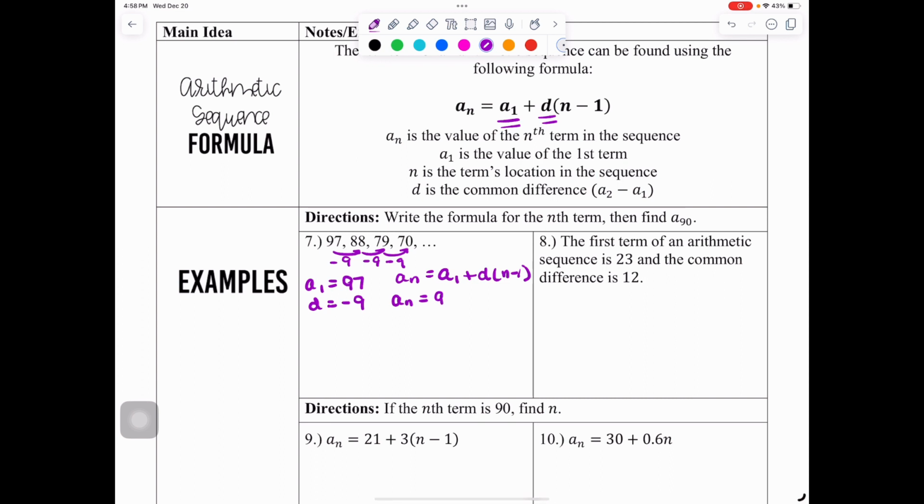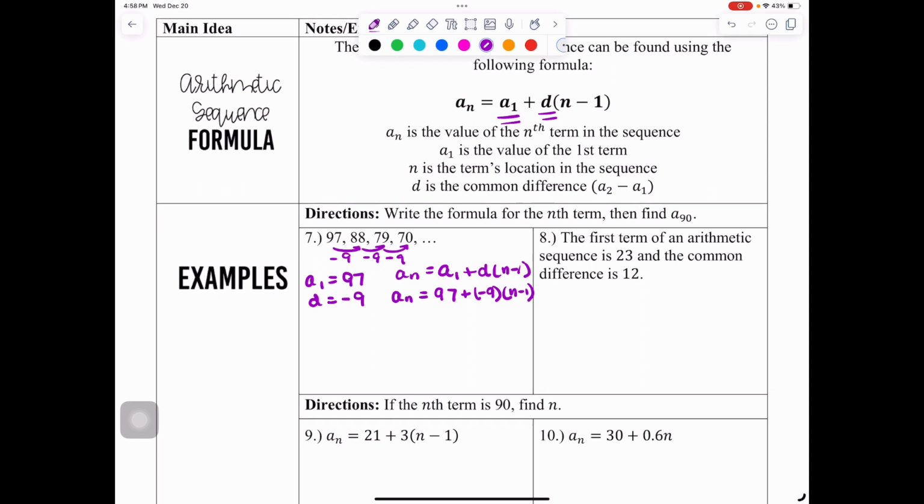We're going to keep it there so that we can find anything we want. The first term is 97 plus the common difference, which was negative 9, and then times n minus 1. So I'm writing it like that this first time so that you see I'm not going to write plus a negative. Adding a negative is the same as subtracting. So my formula is really a sub n equals 97 minus 9 times n minus 1. And I can keep it right like that, following that guideline from the formula above.